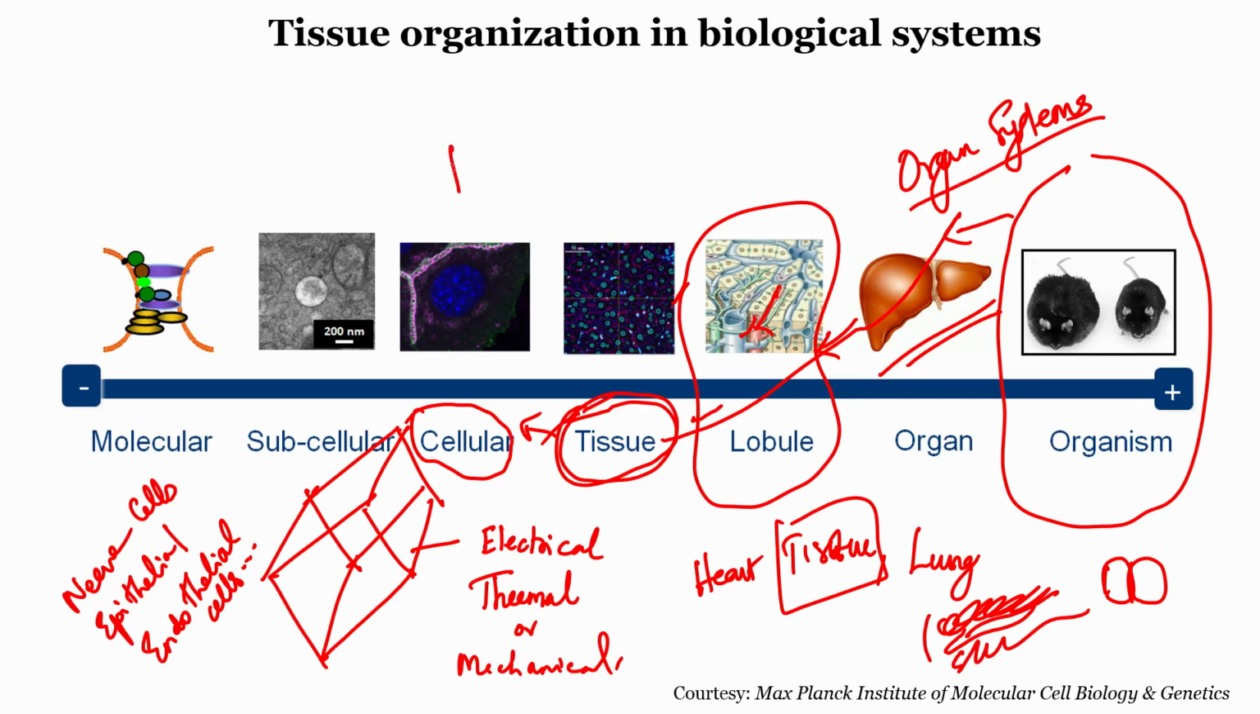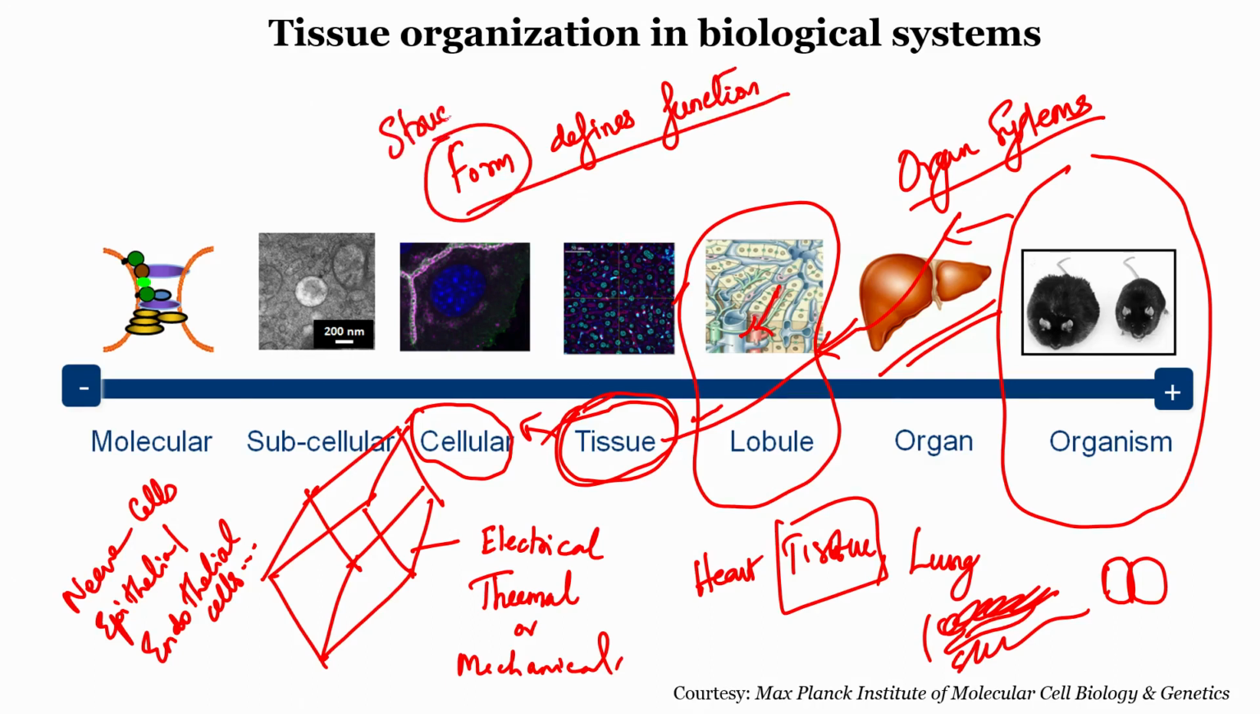So, form defines function is an important concept in biology. Form or the structure dictates the function actually, form defines function, keep it in mind. Okay. So, that is why nerve cells are actually shaped like this. I think if you have seen, nerve cells are shaped like this.